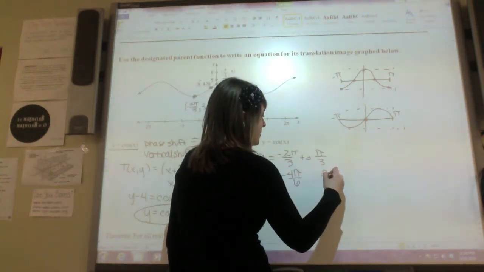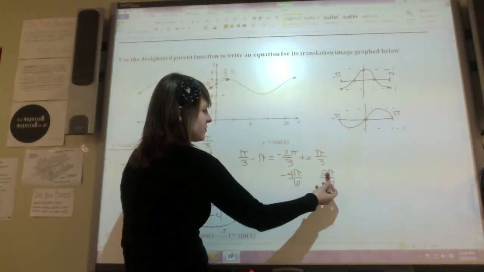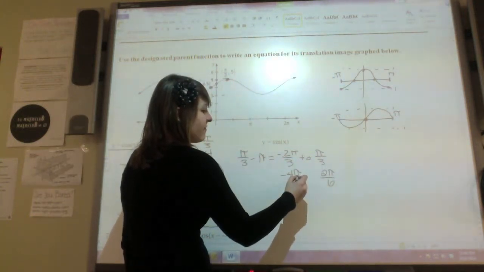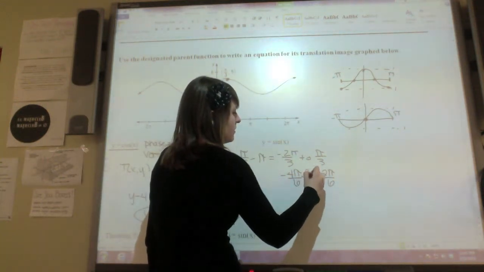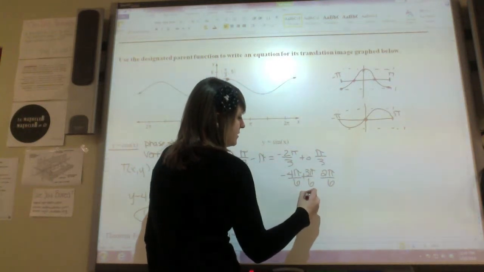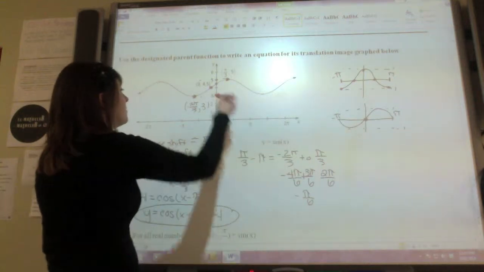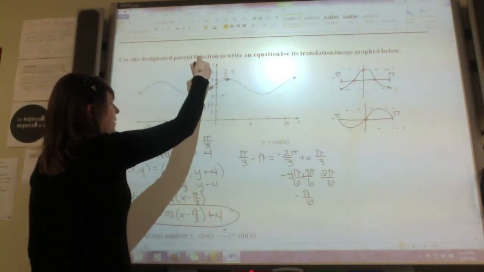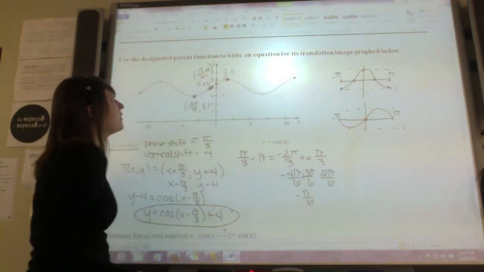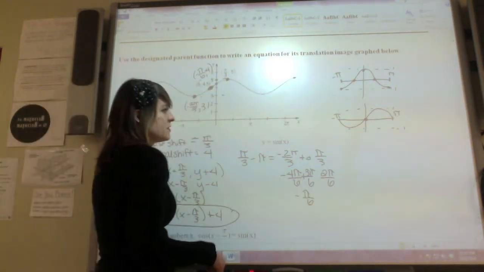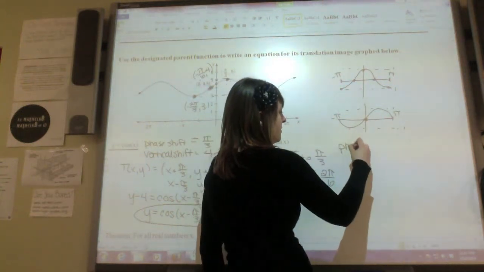This is 2 pi over 6. If I think about that distance, that's a distance of 6 pi over 6. So if I add half of that, 3 pi over 6, I'll get -pi over 6. So this point here is at -pi over 6. And that would be at 4. Okay? So because of that, I have a phase shift of -pi over 6.